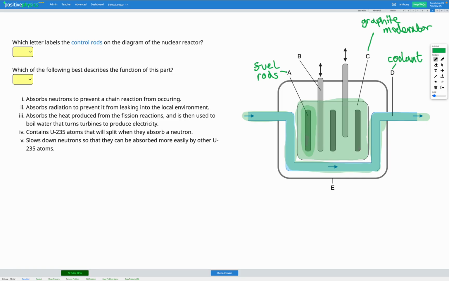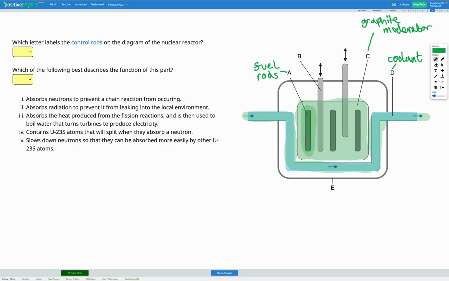So I already told you that when uranium-235 gets bombarded with a neutron, it then absorbs the neutron and splits into two other atoms, plus some more neutrons, plus energy. But it can only absorb a neutron that's moving slowly enough. So the purpose of the graphite moderator is to slow down the neutrons so that they can be absorbed by other uranium-235 atoms.